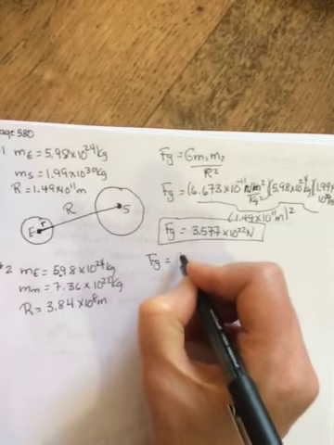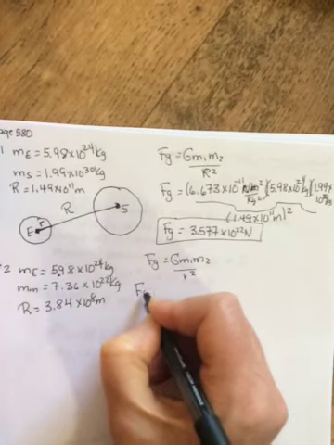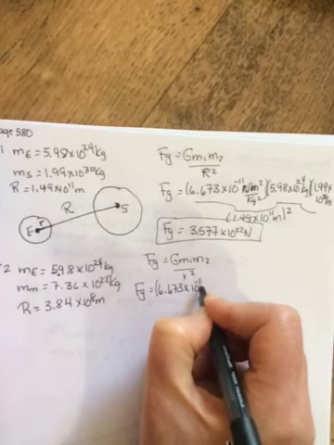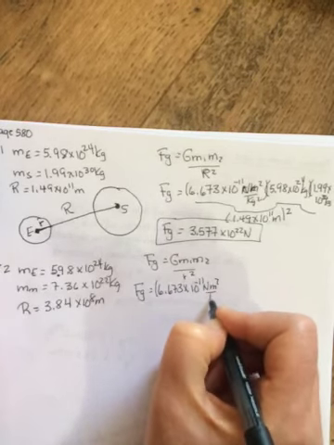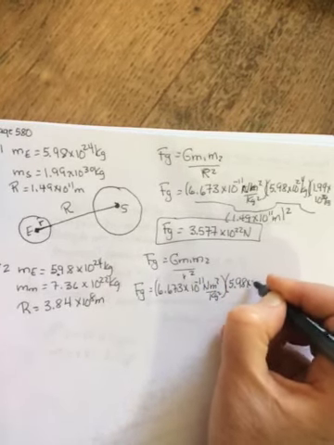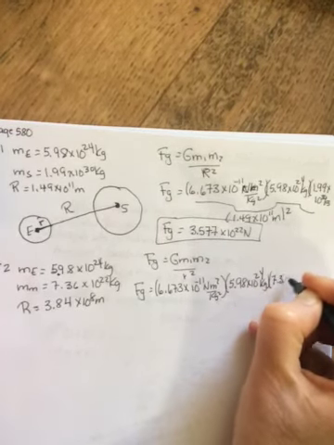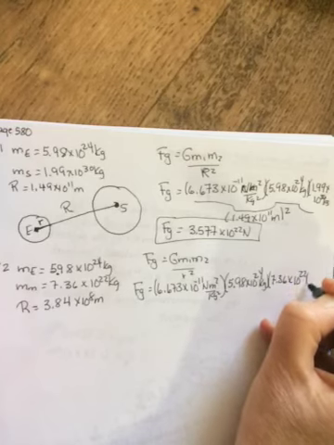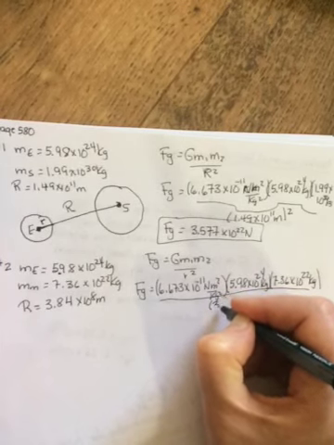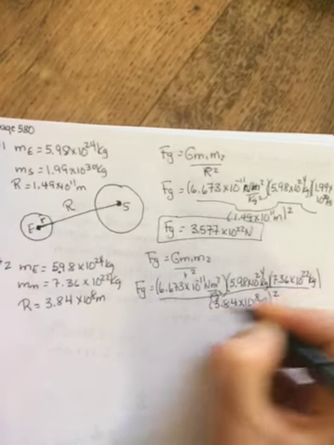So Fg is equal to G m1 m2 over r squared. So Fg is equal to 6.673 times 10 to the negative 11 Newton meters squared per kilogram squared. Mass of the Earth 5.98 times 10 to the 24th kilograms. Mass of the Moon 7.36 times 10 to the 22 kilograms divided by the radius of orbit squared, 3.84 times 10 to the 8th meters squared.